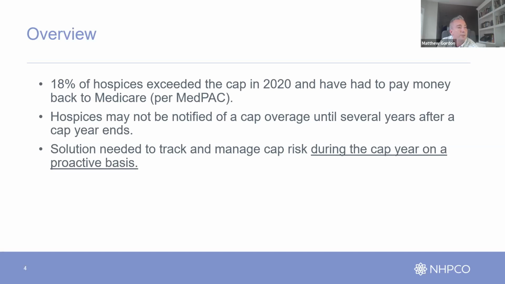Solutions are needed to track and manage CAP risk during the CAP year on a proactive basis. Again, that's the key right there. Knowing where you stand on CAP during the CAP year while you still have time left to make any needed adjustments. Once September 30th hits, there's nothing you can do. If you have a problem, there's no way to admit more patients or do anything to affect what your result is going to be.